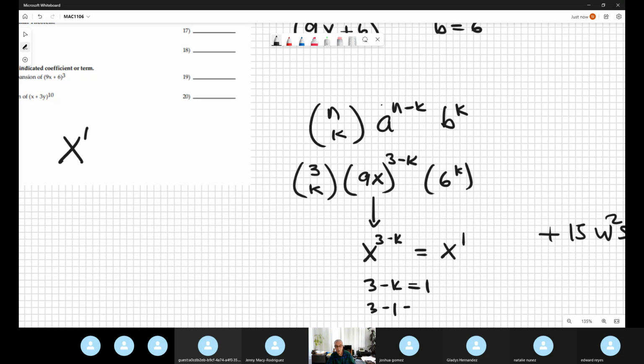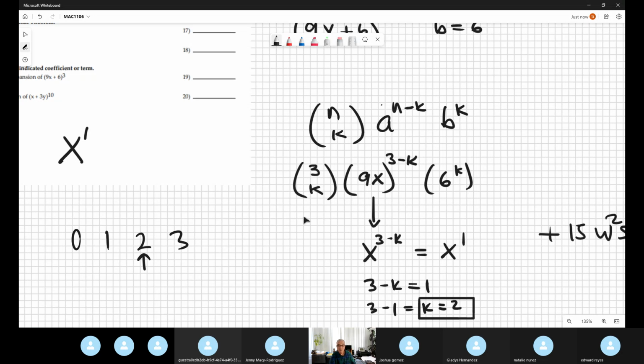3 minus 1 equal k. It's obvious that k is 2. Actually, it's not the second term, it's the third. Because remember, the binomial starts always as 0, 1, 2, and 3. 4 terms. So they want this one, k equal to 2. And then the rest is super easy.